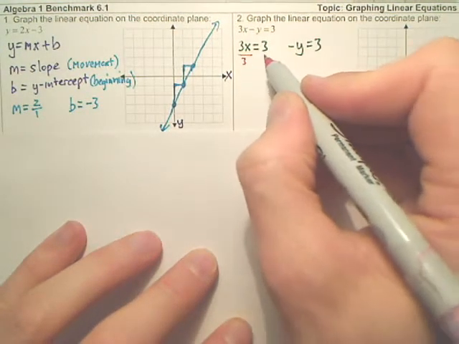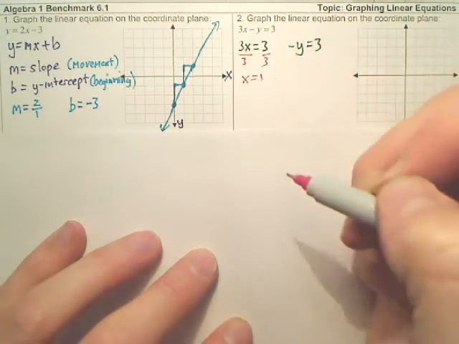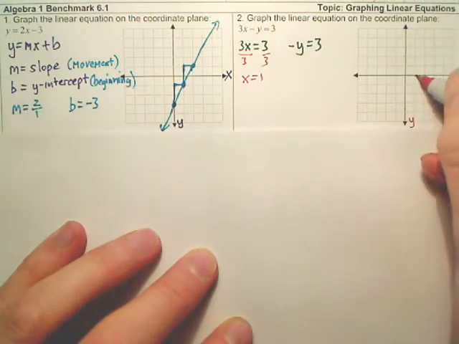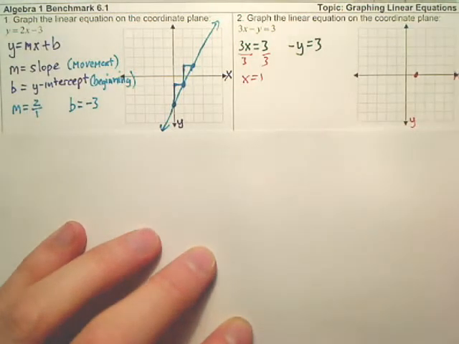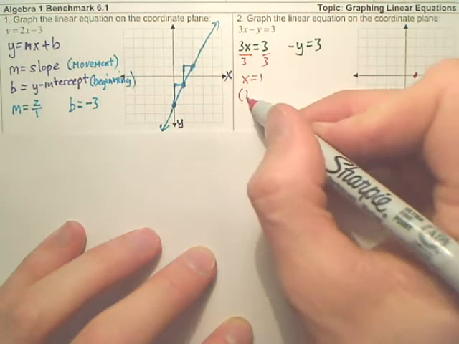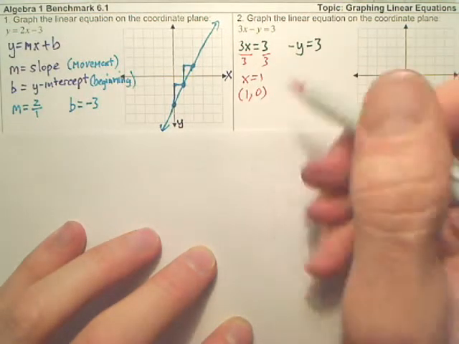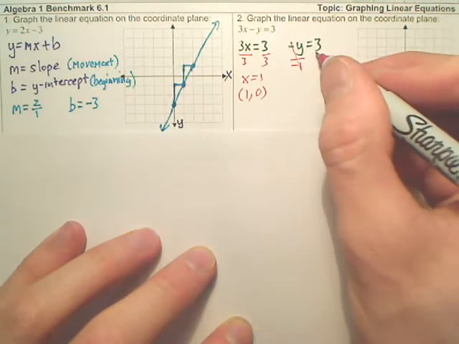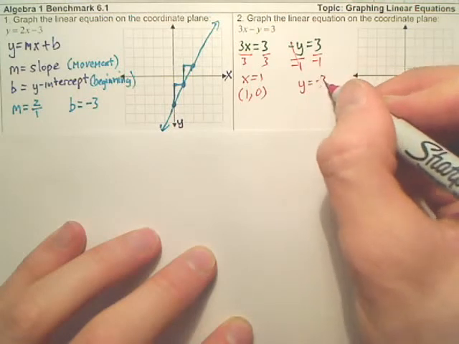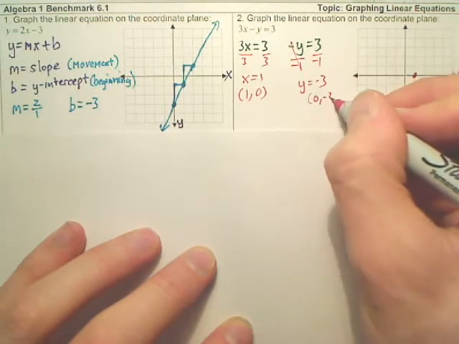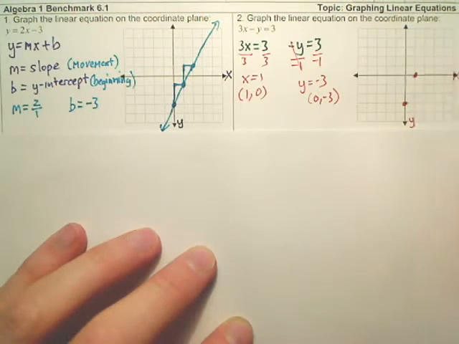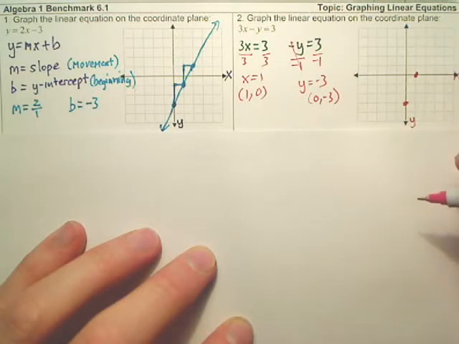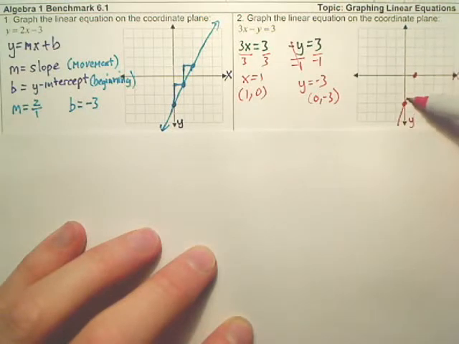If I solve this, don't I just divide by 3? X is 1. Isn't this my x-axis, my y-axis? Isn't x 1? 1 comma 0. Remember, I plug 0 in for y. Here, if I divide by negative 1, isn't that 0, negative 3? Isn't that negative 3 on my y-axis? Do you have 2 dots? Can you make a quick sketch?